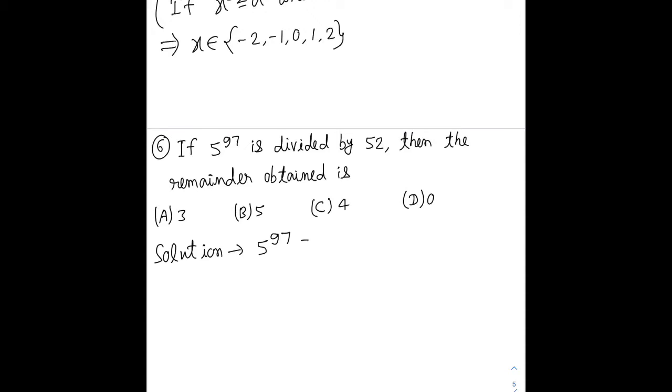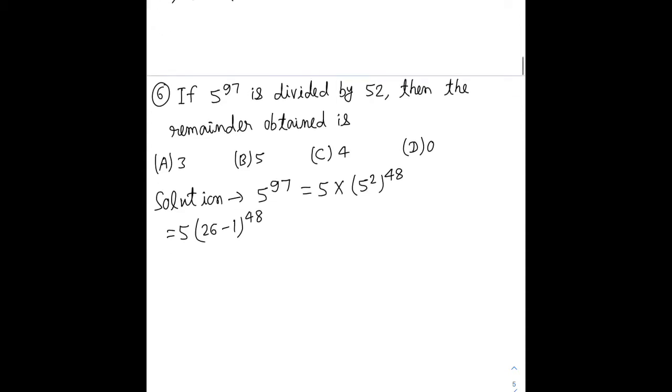So first of all, 5 to power 97, as I told you, I can write 5 square, which is 25, as 26 minus 1. So 5 to power 97, we can write it as 5 into 5 to power 96, which can be written as 5 square raised to power 48. Then you have 5, and 5 square you can write as 26 minus 1 raised to power 48. Then you need to apply binomial theorem for 26 minus 1 raised to power 48.